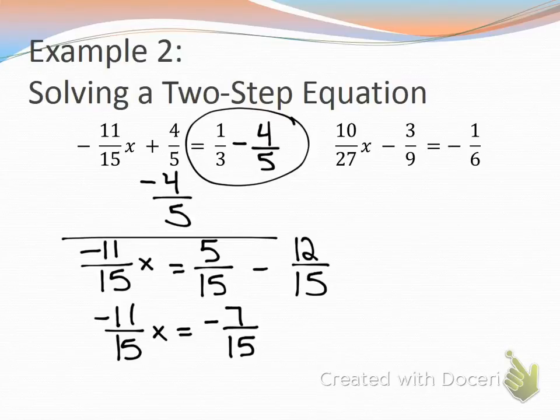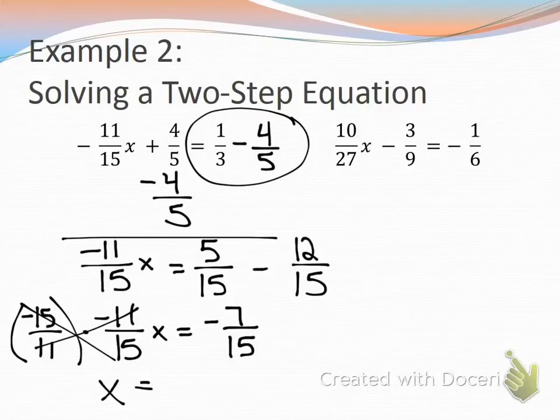Now I'm ready to solve for x. How do I get x by itself? So what is the reciprocal? Negative 15 over 11 or 15 over negative 11. As long as the negative's in there, that's fine. Technically it does not matter. Get these to cancel. x equals. Now multiply this side by negative 15 over 11. My 15's cancel, but don't forget that's still a negative 1. What's negative 7 times negative 1? Positive 7.